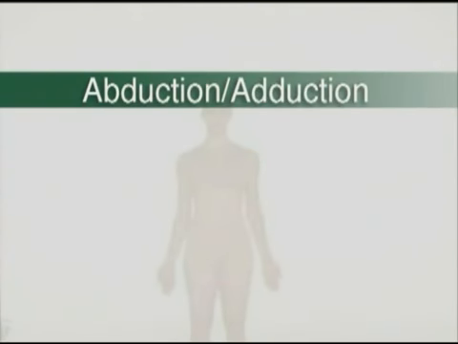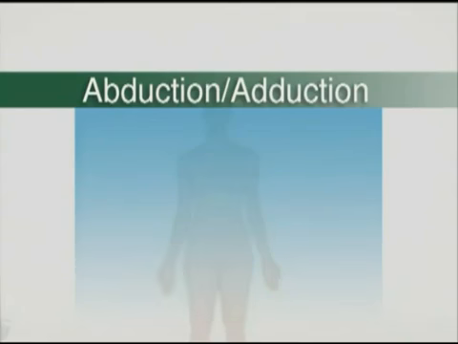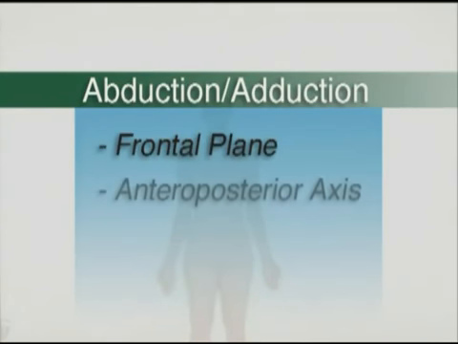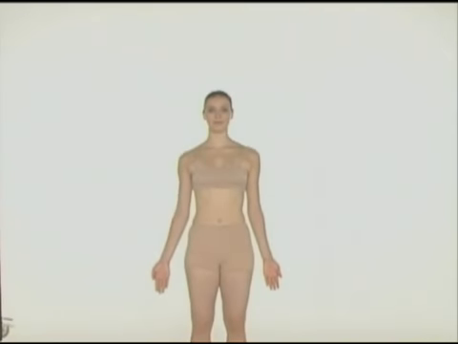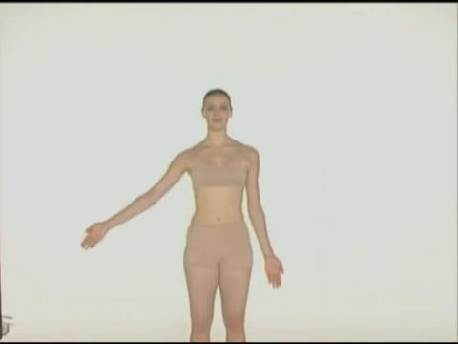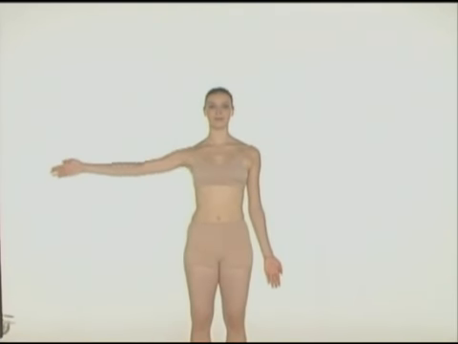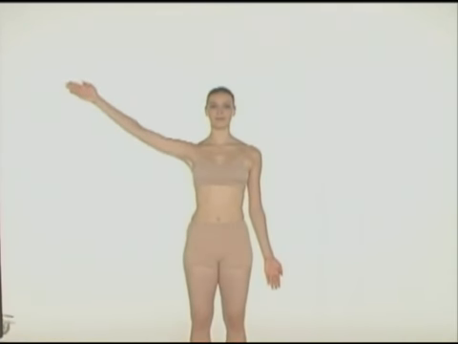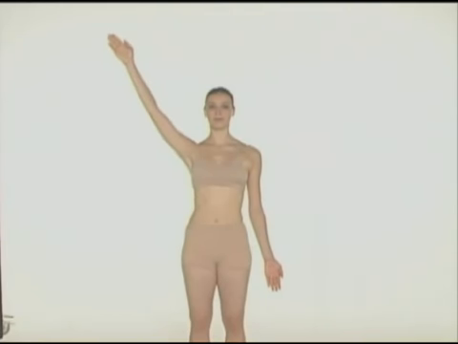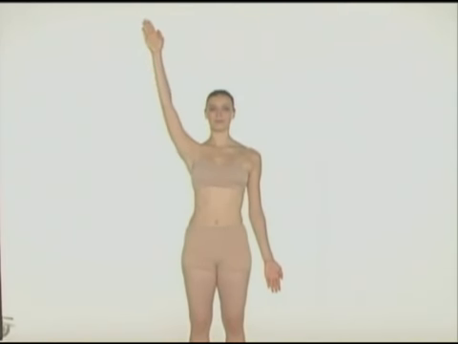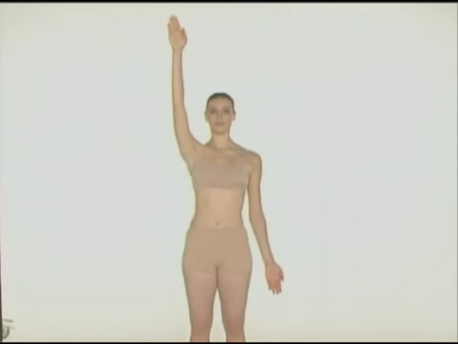Abduction and adduction of the arm at the shoulder joint occur within the frontal plane around an antero-posterior axis. Beginning in anatomic position, the client abducts the arm at the shoulder joint. Abduction is a lateral motion of the arm away from the midline of the body. The word abduction literally means to take away. The arm is being taken away from the midline.